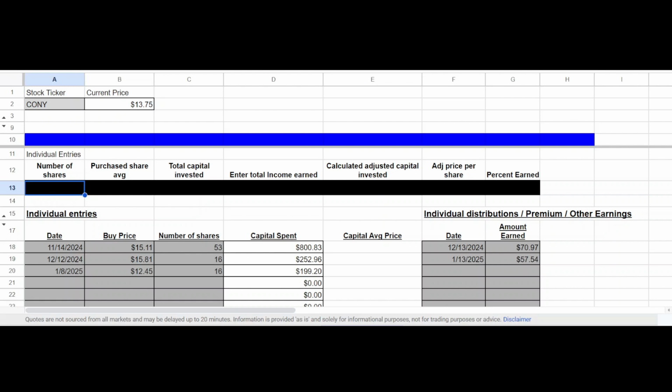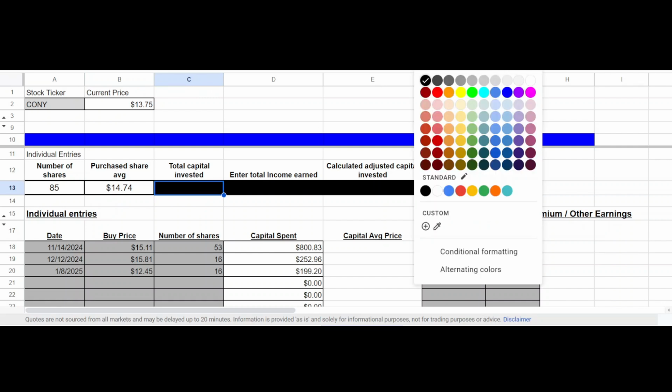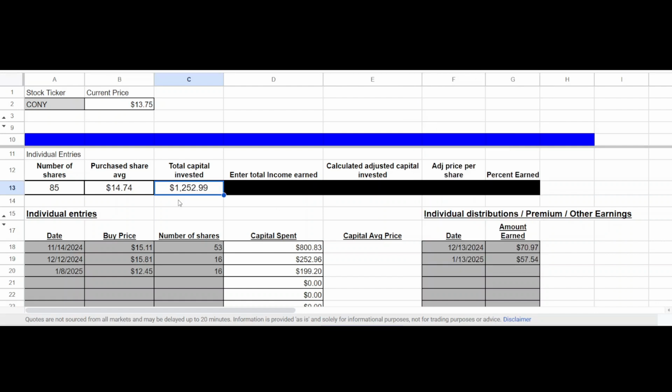So for the number of shares, I have a total of 85 shares. My purchase share average is, now keep in mind, the current price is $13.75, so my purchased share average is $14.74. Currently, I have an average above the current price, okay? And that is on my total invested capital, which is basically the 85 times the 14.74, which means I have a total amount invested of $1,252.99. Now, I have received some distributions, so I want to make sure that I'm capturing that to help me out on my average price.